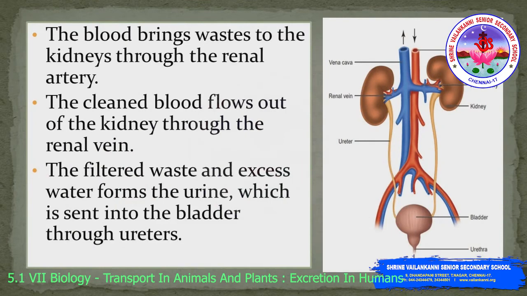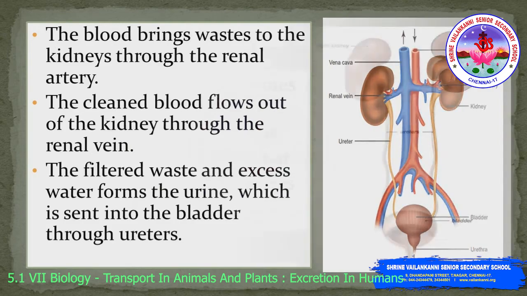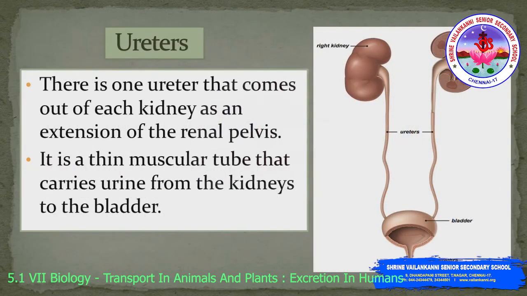The blood brings waste to the kidneys through the renal artery, and the cleaned or filtered blood flows out of the kidney through the renal vein, as you can see in this picture. The filtered waste and excess water form the urine, which is sent into the bladder through the ureters. The ureters. There is one ureter that comes out of each kidney as the extension of the renal pelvis, as you can see in the picture. It is a thin muscular tube that carries the urine from the kidneys to the bladder.